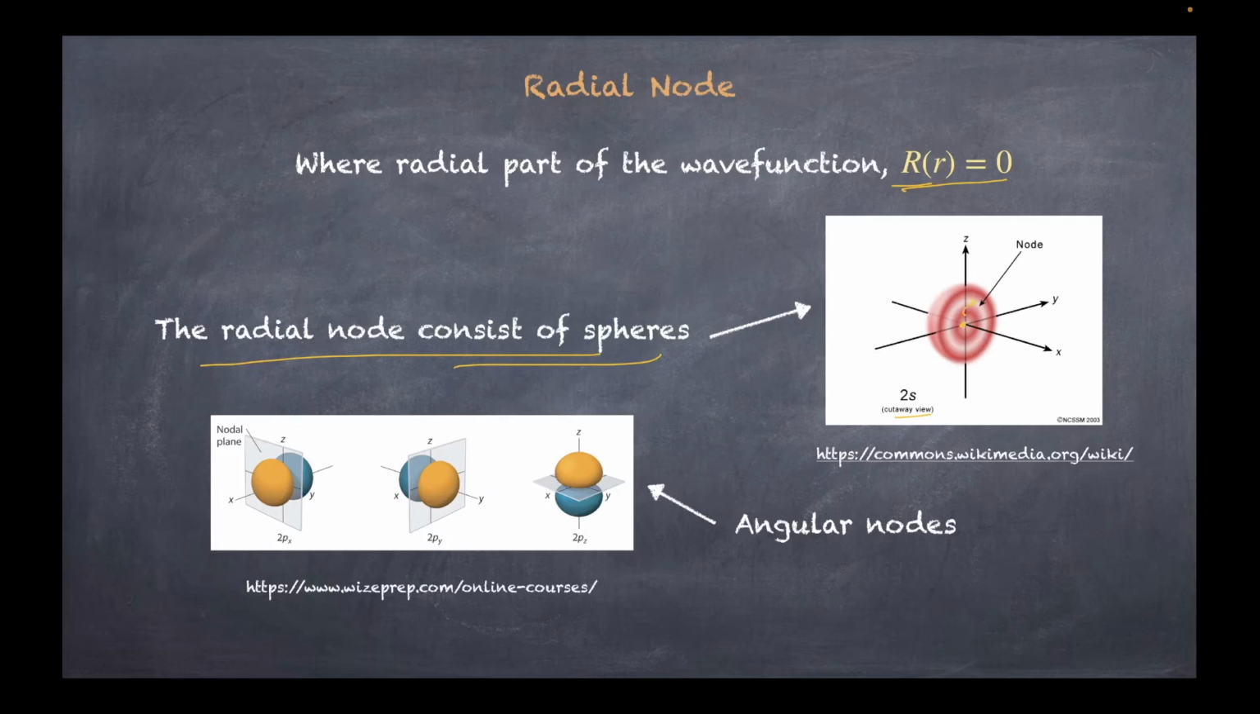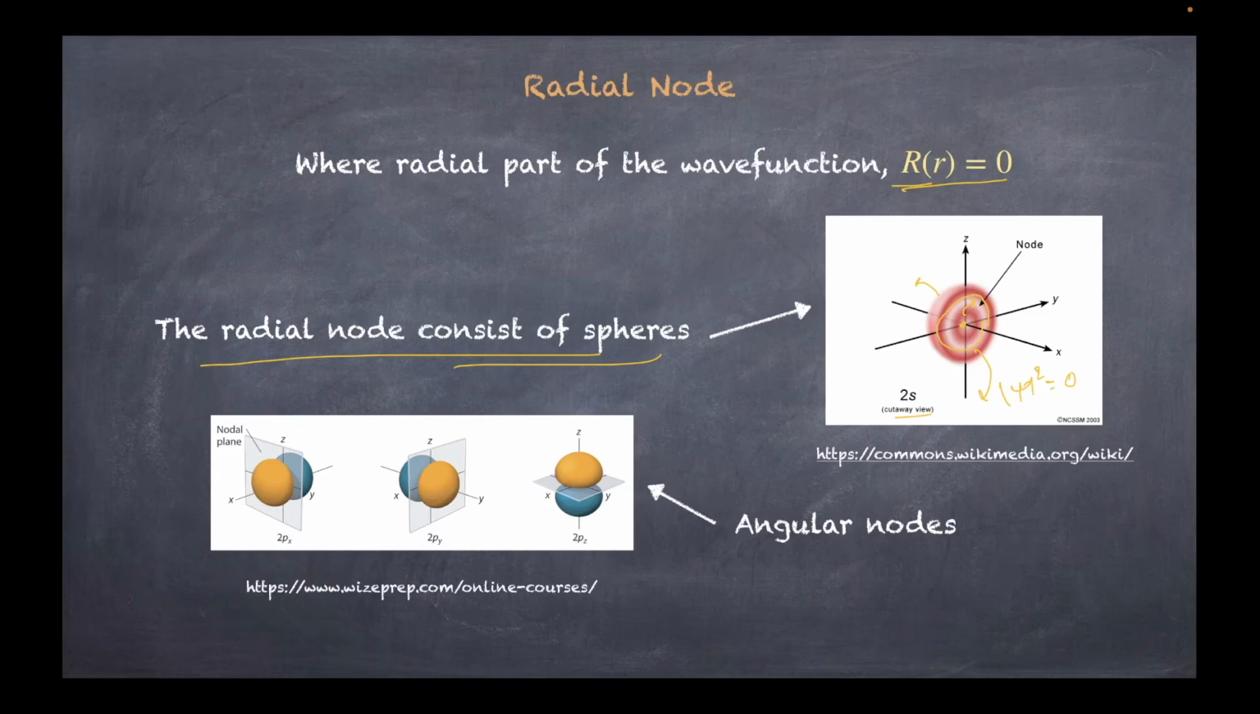Then at a certain distance from the nucleus, the probability of finding an electron is again increasing. That means the red region here. So that means at a certain distance from the nucleus, the probability of finding an electron becomes 0. That means this white region here, where the probability of finding electrons becomes 0. So this is the position of the radial node for the 2s orbital.